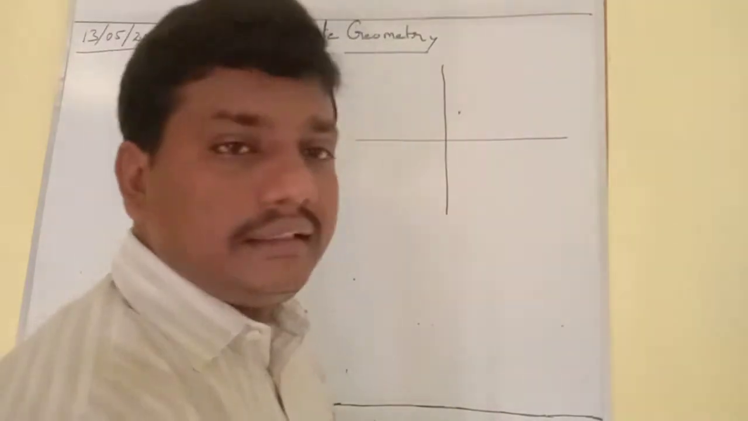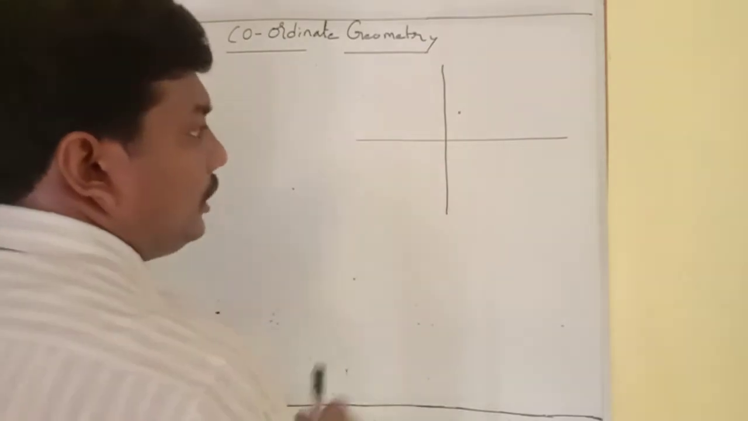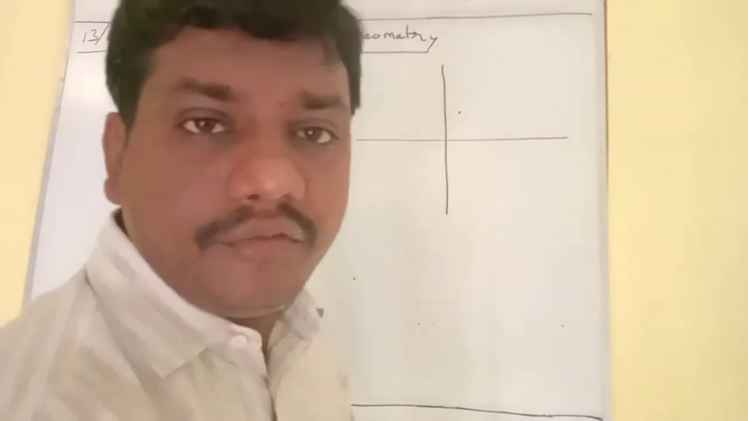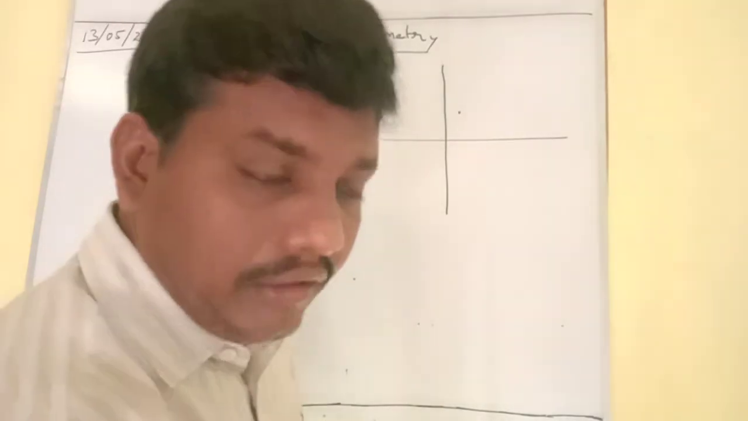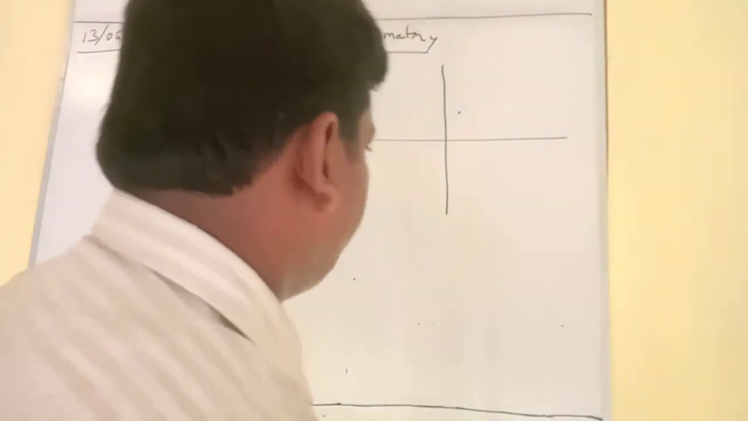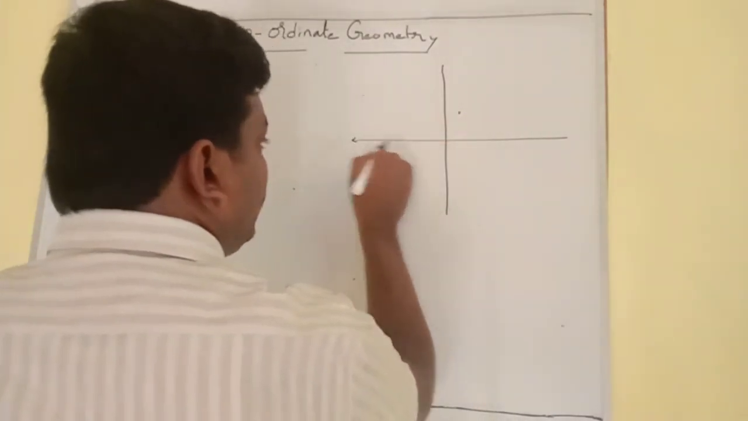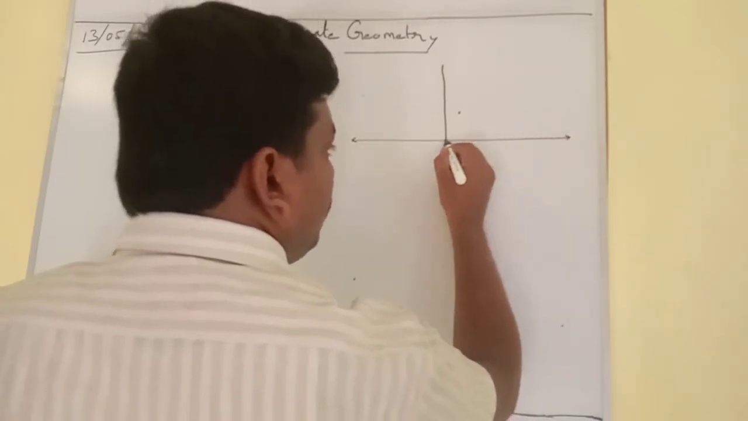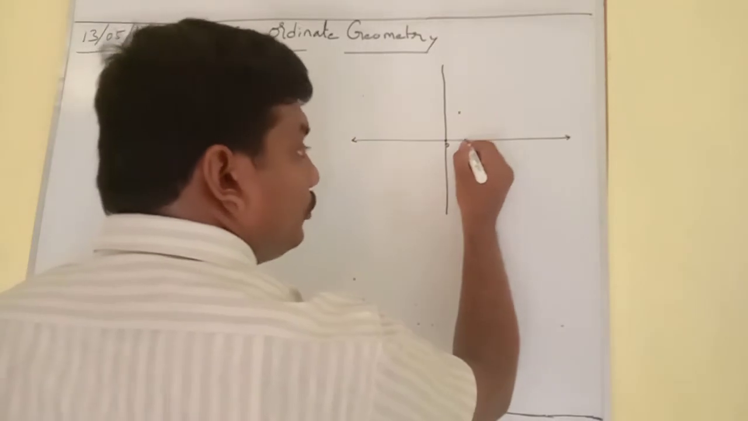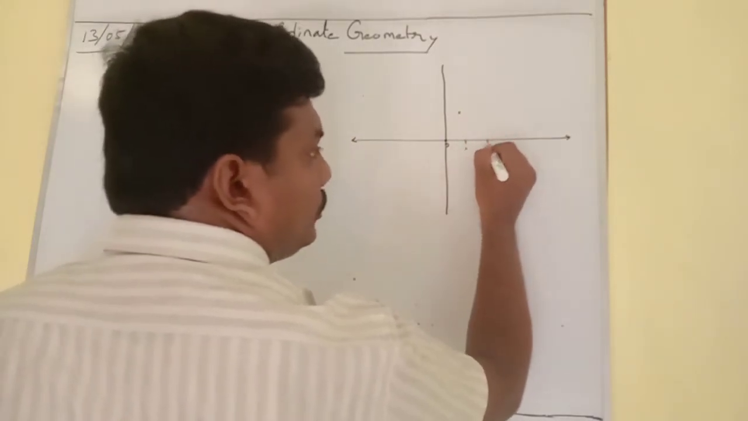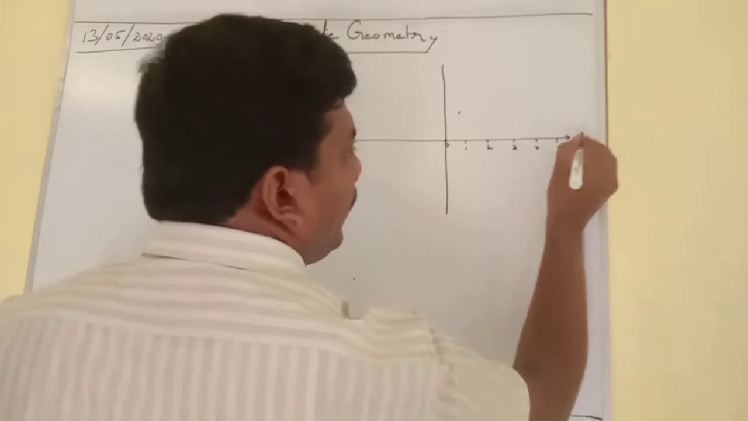As a result, we have two references. That means to identify any point we need two reference lines. That reference line is nothing but a number line. Suppose we consider the number line horizontally. The middle of the number line is 0, and on the right side we know it is 1, 2, 3, 4, 5.